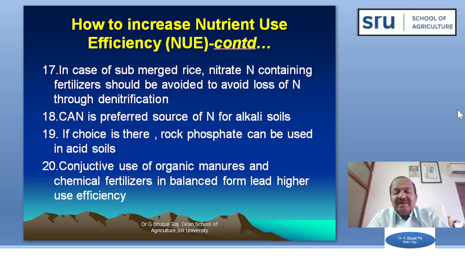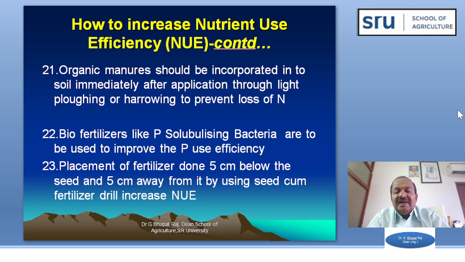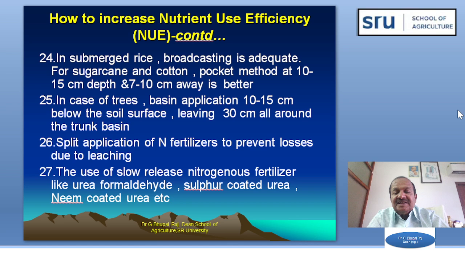Conjunctive use of organic manures and chemical fertilizers in balanced form leads to higher use efficiency of the nutrients. Organic manure should be incorporated into soil immediately after application through light plowing or harrowing to prevent the loss of nitrogen. Biofertilizers like phosphorus solubilizing bacteria are to be used to improve the phosphorus use efficiency. Placement of fertilizer 5 centimeters below the seed and 5 centimeters away from it by using the seed cum fertilizer drill will increase the nutrient use efficiency.